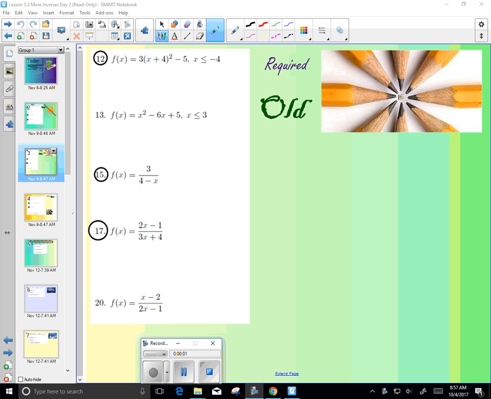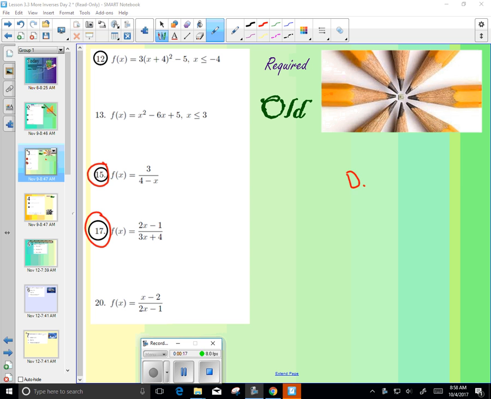The problem sets that we were having the most trouble with, I saw 15 and 17. We're going to do two things. We're going to find the domains of these and the inverse, and then we're going to find the inverse. So let me just share something with you.